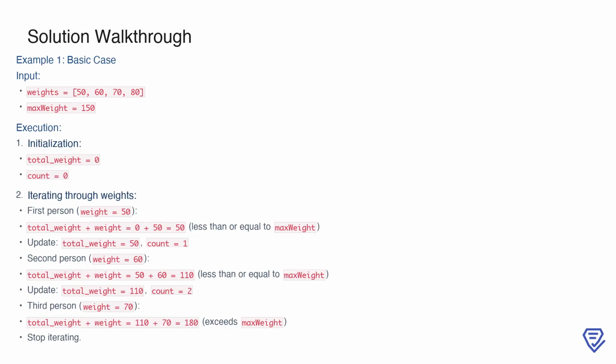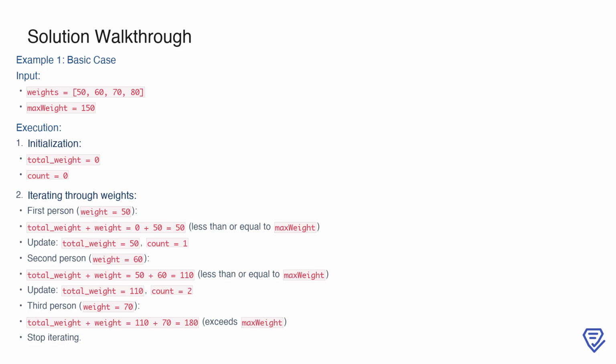Now, as we iterate through the list of weights, the first person with a weight of 50 is considered. Adding this to total_weight results in 50, which is less than or equal to the maximum weight, so we update total_weight to 50 and increment count to 1. Next, we check the second person, whose weight is 60. Adding this to total_weight gives 110, which is still within the limit. Thus, we update total_weight to 110 and increment count to 2.